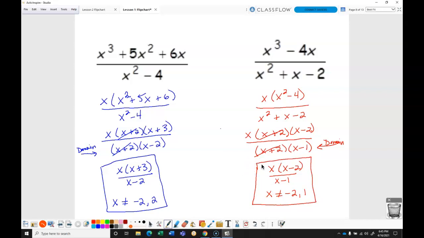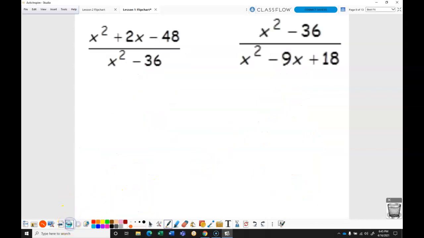Okay. So if you're not done writing, go ahead and pause it. Let's try these two. Write them down, pause the video, and come back after you've worked them out or gotten stuck. That's fine too, but at least give it a try.